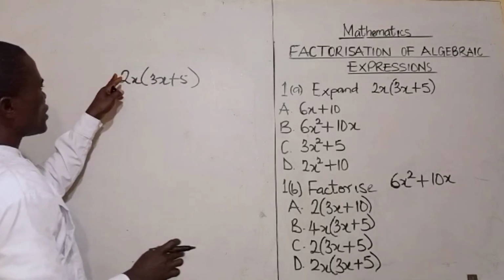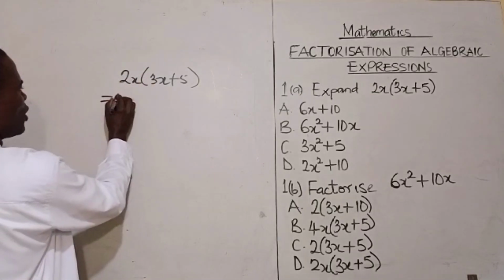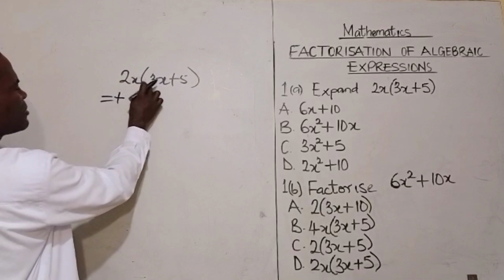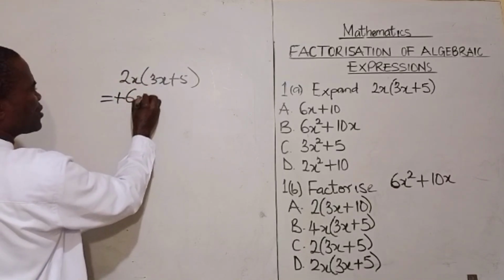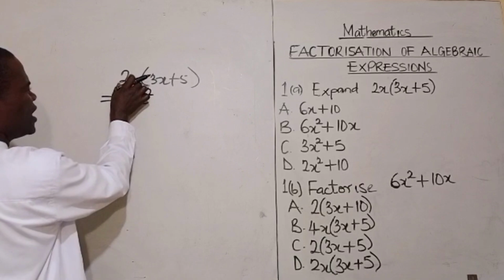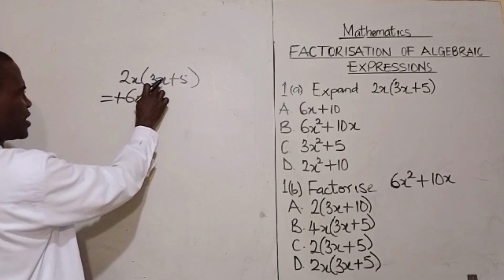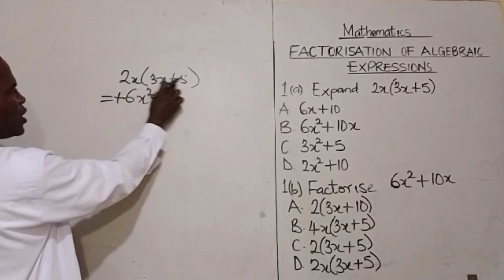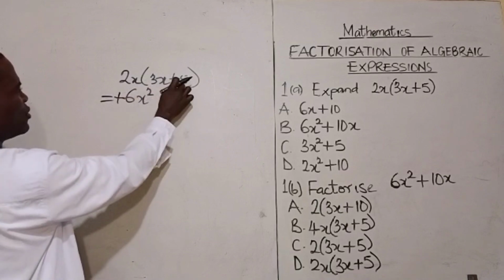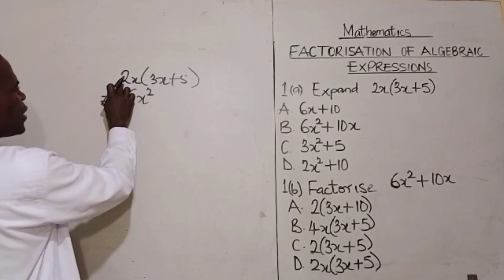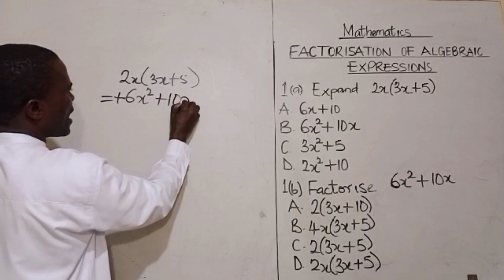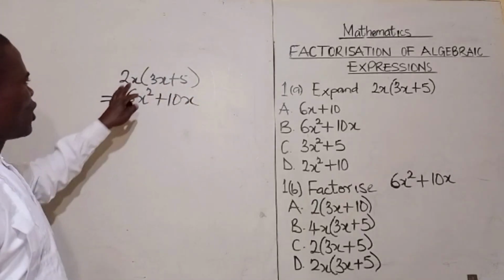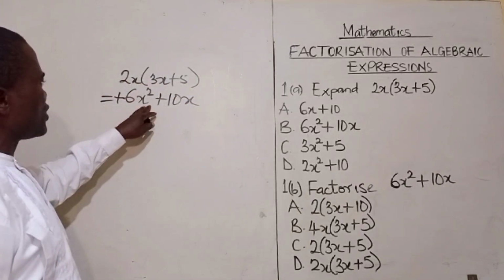So plus times plus gives us plus. 2 times 3 gives us 6. x times x gives us x squared. Now the key is through with the first term. Now we proceed to the second term that is inside the room. 2x times 5 gives us 10x. So the result of the expansion of this is what gives us this.